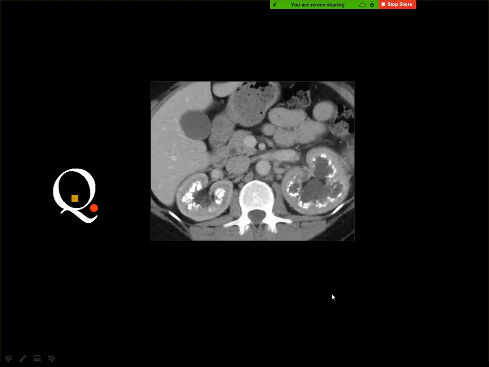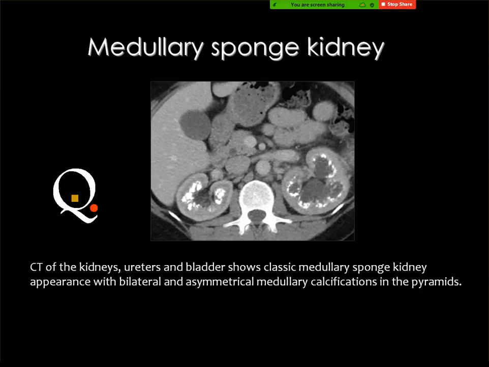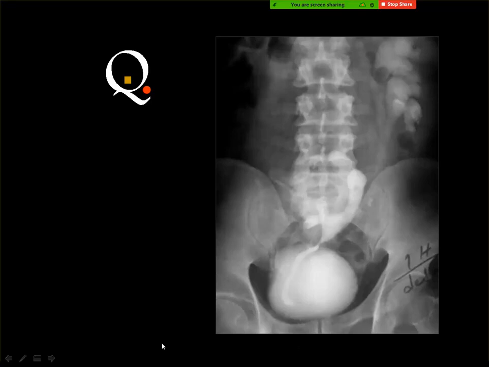Xanthogranulomatosis? No, bilateral symmetric is difficult. Medullary sponge kidney. Medullary calcium. Yes, and this is medullary sponge kidney, nephrocalcinosis of the medullary type, and you see calcium outlining the calyceal system bilaterally. The left kidney is somewhat enlarged, but the condition is almost bilateral and symmetric.